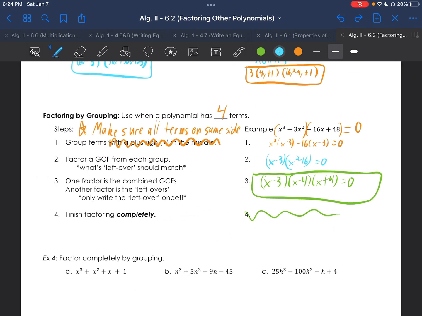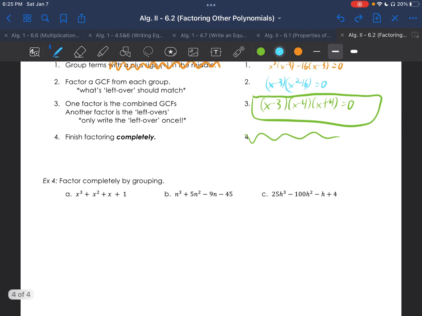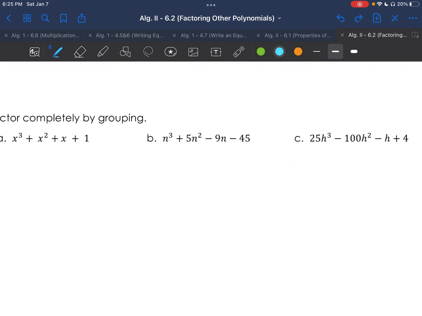All right, go ahead and try examples 4, A, B, and C on your own if you would like. Heads up, B you can continue on, and C you can continue on, but not A.